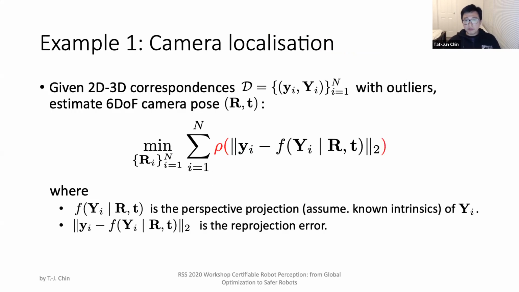So example 1, camera localization, given 2D, 3D correspondences with outliers. We want to find the 6 DOF camera pose, rotation, and translation. I'm missing the rotation and the translation in the domain here, but just imagine that there's a T there. We'll minimize, for example, the reprojection error, and then if there are outliers, we want to pass the reprojection error through a robust loss function.